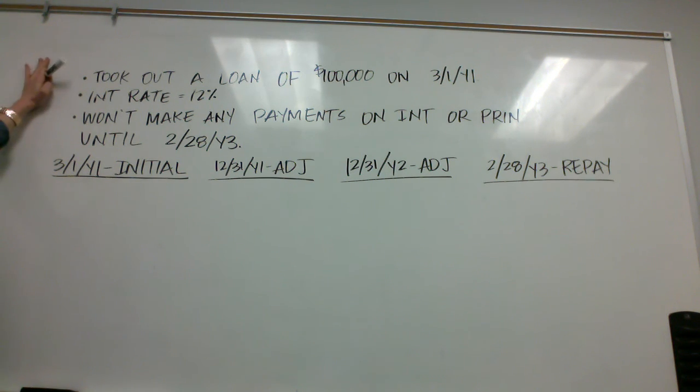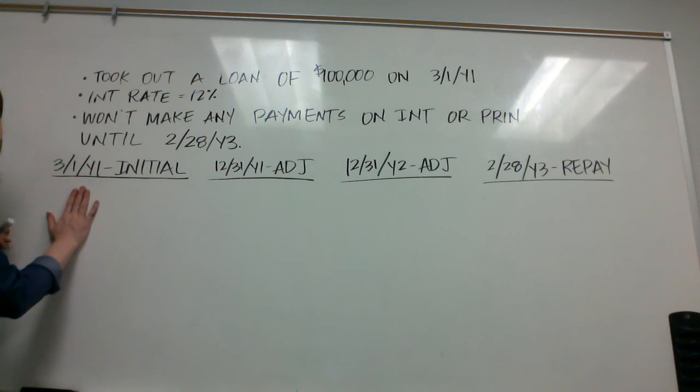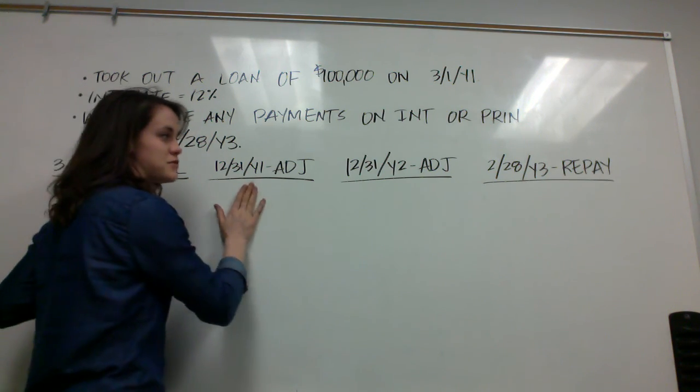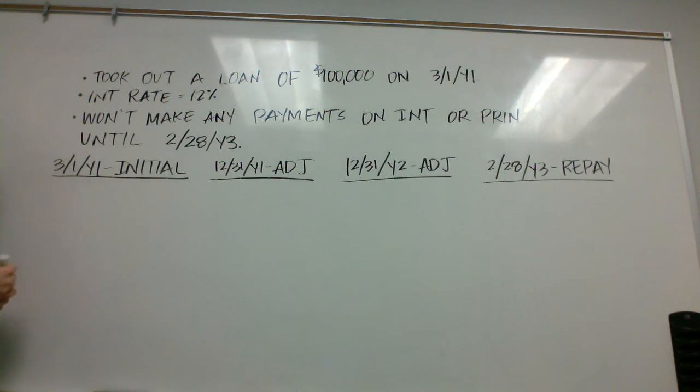So here are the facts. We took out a loan of $100,000 on March 1st of year 1. It had an interest rate of 12%. And we won't make any payments on interest or principal until 2/28 year 3. So we are going to record the initial journal entry, the adjusting journal entry in year 1, the adjusting journal entry in year 2, and then the total repayment in year 3.